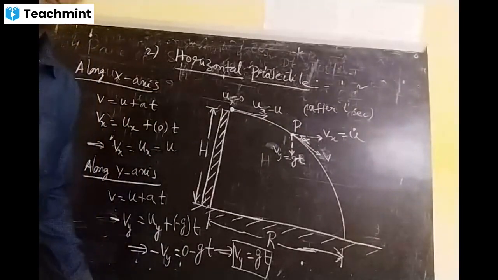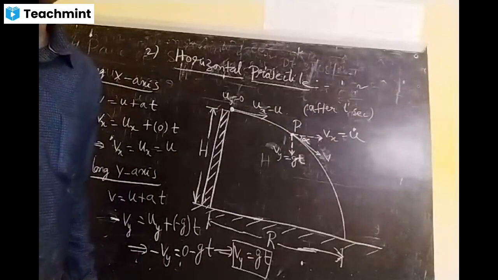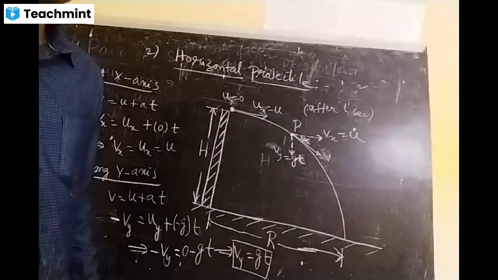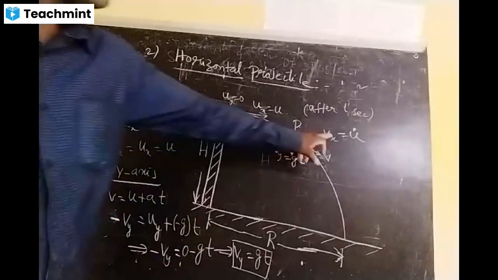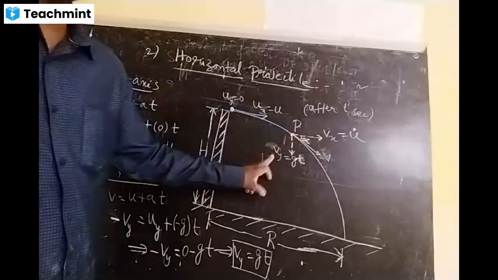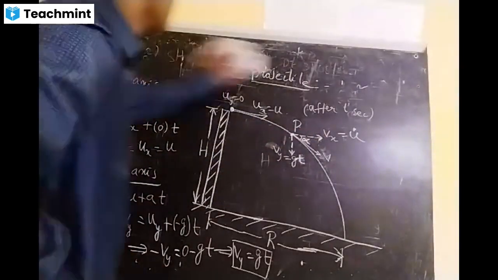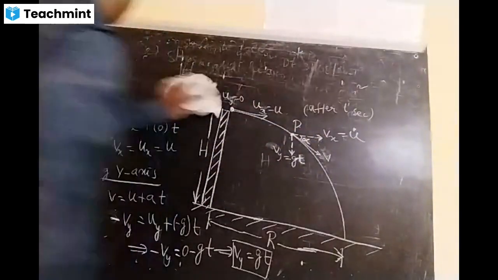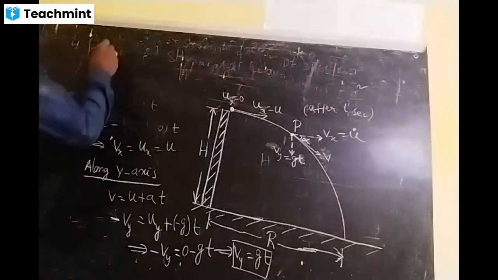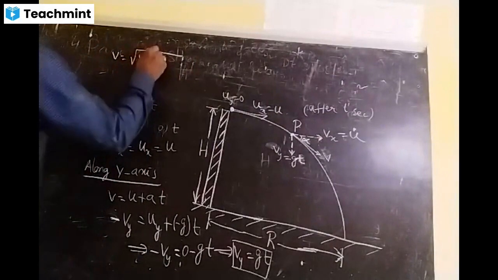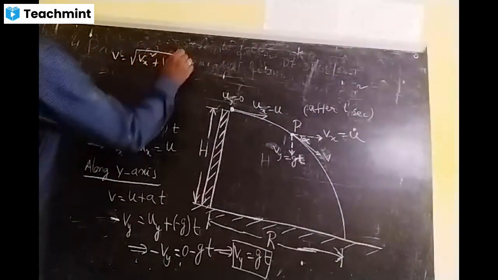What will R be when both are perpendicular to each other? R is equal to root of P square plus Q square. But in place of P, we have Vx, and in place of Q, we have Vy. So what should be the formula for V? V is equal to root over Vx square plus Vy square.